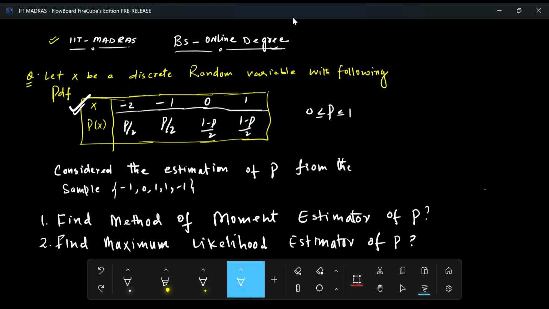Clear? And we are asked to find the MOM, that's the method of moment estimator of P, and the maximum likelihood estimator of P. This question is basically from the course statistical inference. The topic is maximum likelihood estimator and method of moment estimator. So, how can we approach this type of question? Let's begin.